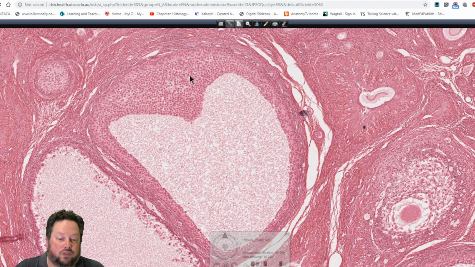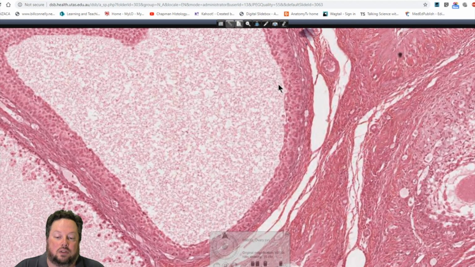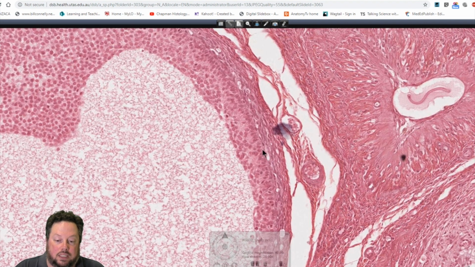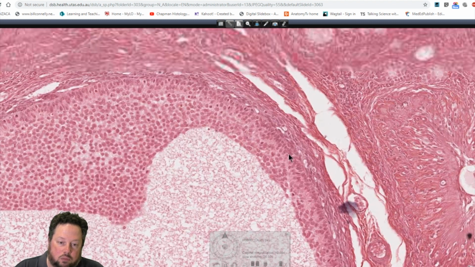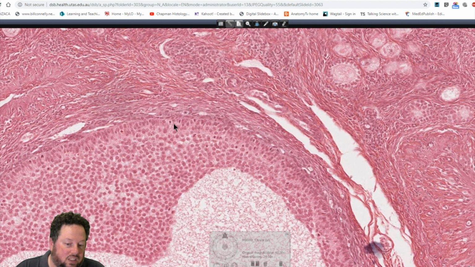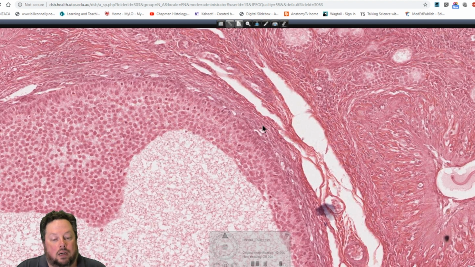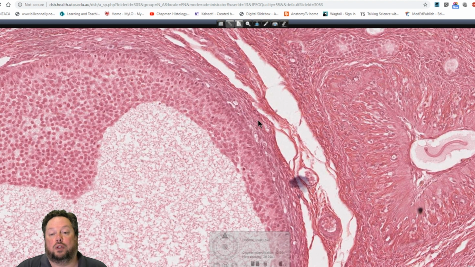You can see the big fluid-filled space here. We've got this nice thick wall here of the zona granulosa. Here, the basement membrane would be here, and then the theca interna cells would be on the outside here. Now, the theca interna cells are important. They have receptors for luteinizing hormone, and in the presence of luteinizing hormone, they actually produce an androgen. And then that androgen is picked up by these granulosa cells, and these granulosa cells have FSH receptors.